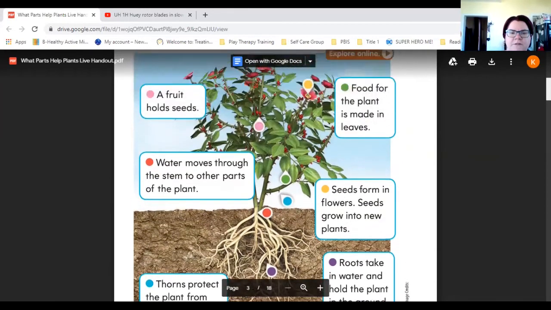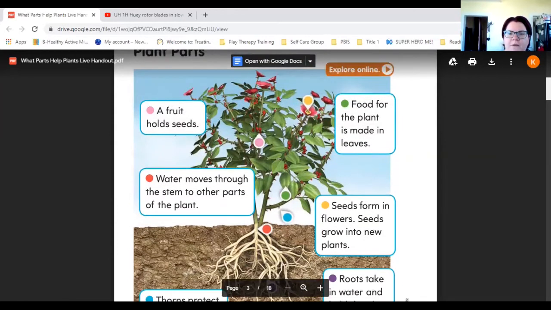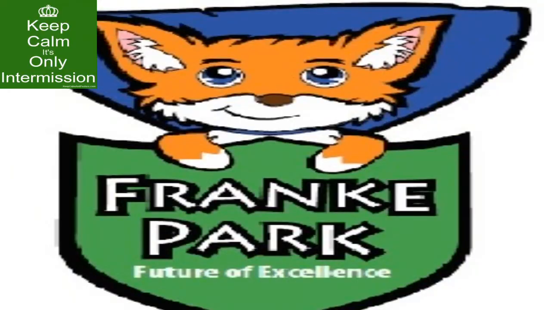All right, so let's take a minute to go outside in the yard and look at some plants and see if we can notice the different parts of the plants that we have. Are you ready for this? I'm super excited to get to go outside.